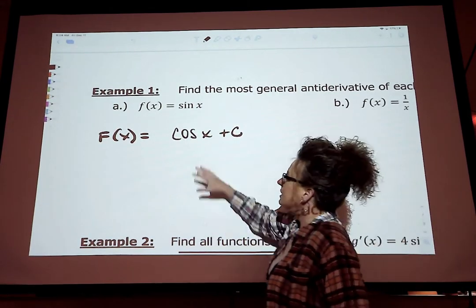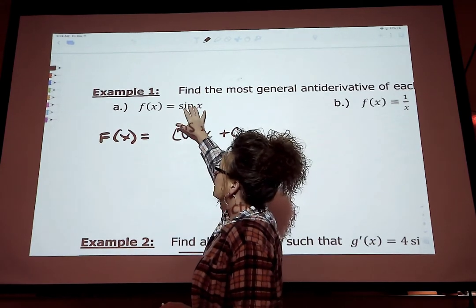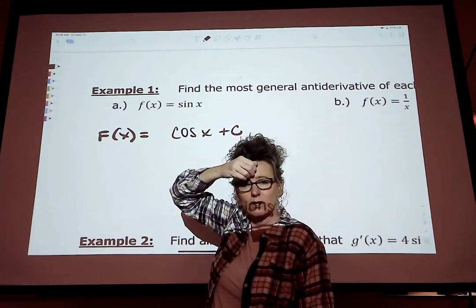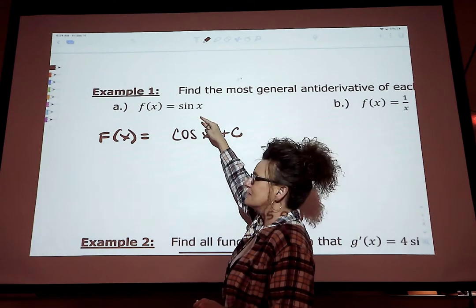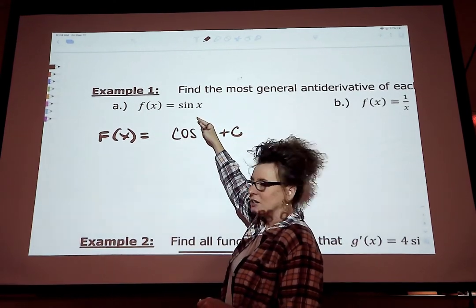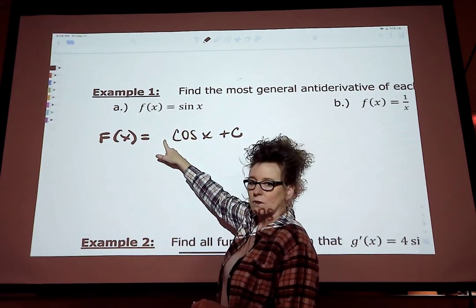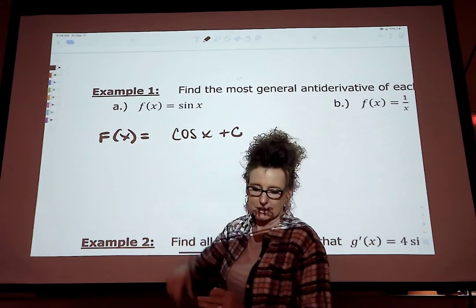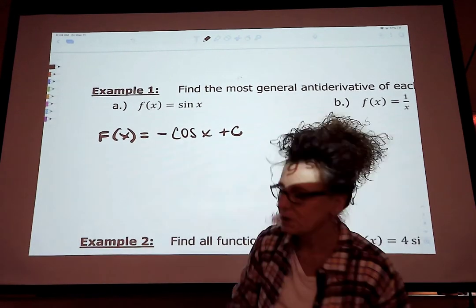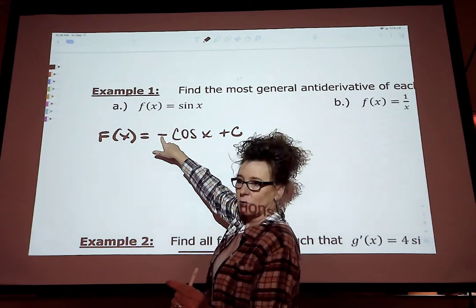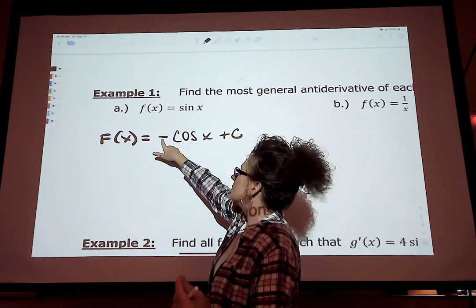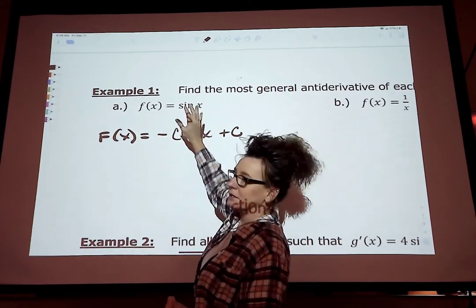Quick check. Is the derivative of cosine sine? Oh, wait, no. The derivative of cosine is negative sine. So this one had to have been a negative. Negative 1 times the derivative of cosine is positive sine.